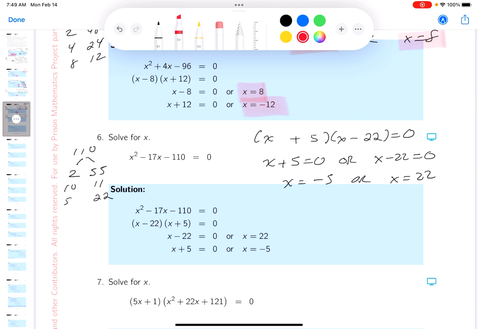What do I get over here? I get 2 roots, as expected, by the way. X is minus 5, or x is 22.